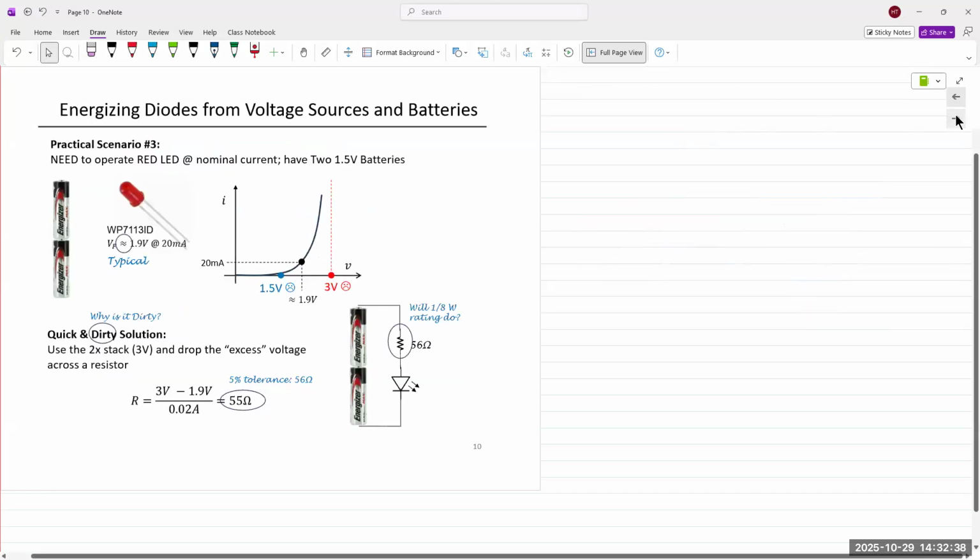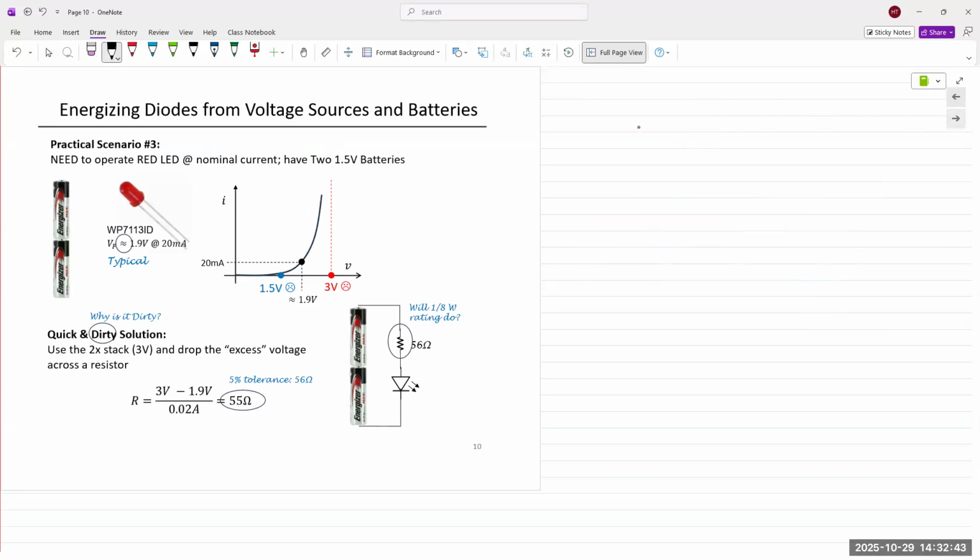Okay. Let's talk about an application of LEDs. LEDs are light emitting diodes. These are semiconductor devices where you apply a voltage. Okay. Diodes are one-way devices.